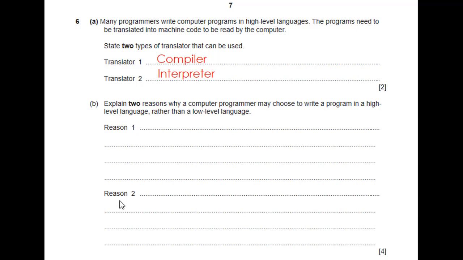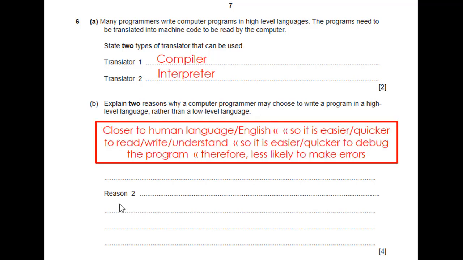Now it's asking us for two reasons why we would write something in high-level language rather than something like assembly language or binary. I'm going to give you three of the most straightforward answers you can put here. High-level languages are closer to English, and you have to give a reason. That makes it easier and quicker to read, write, and understand. It's quicker to debug and therefore less likely to make errors.